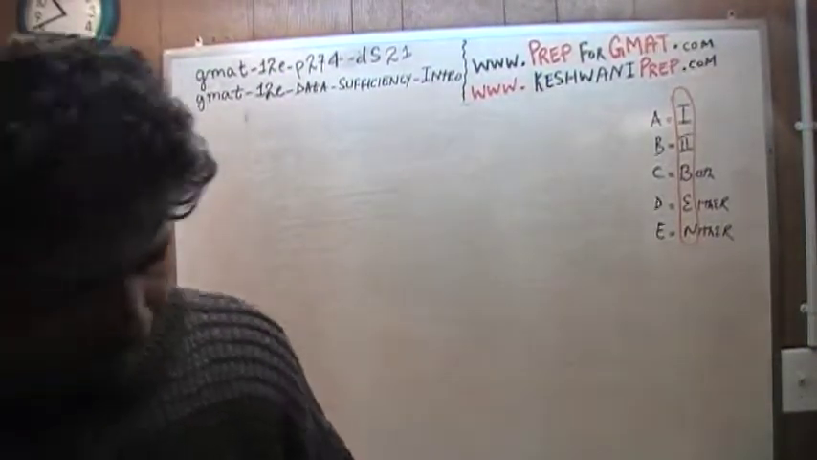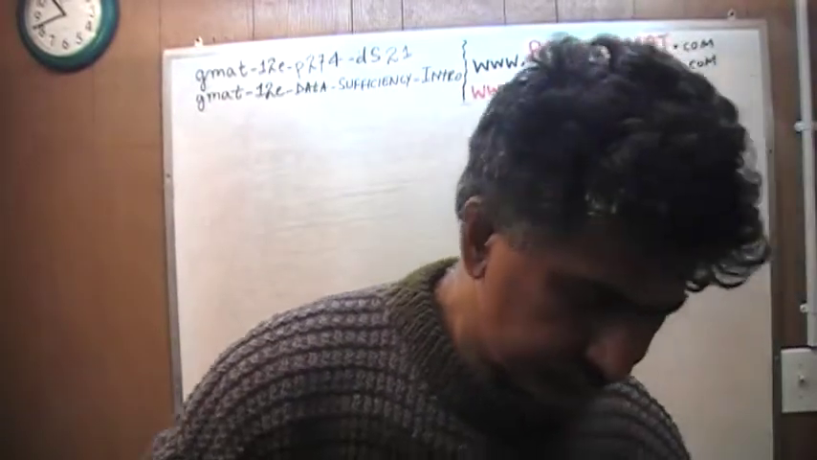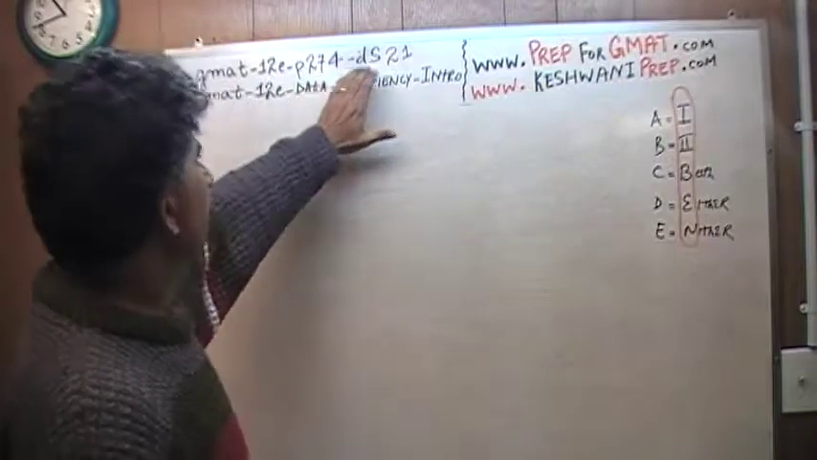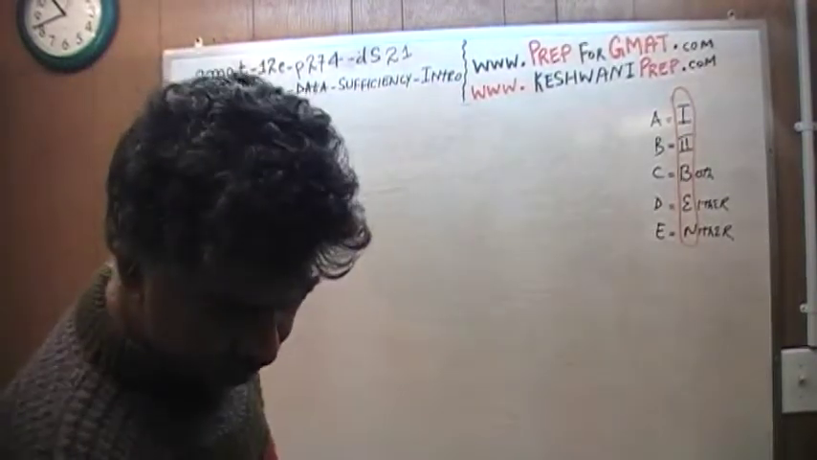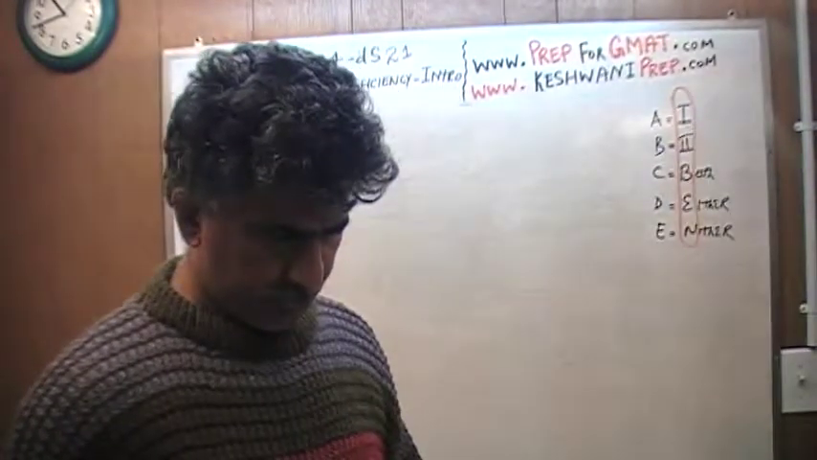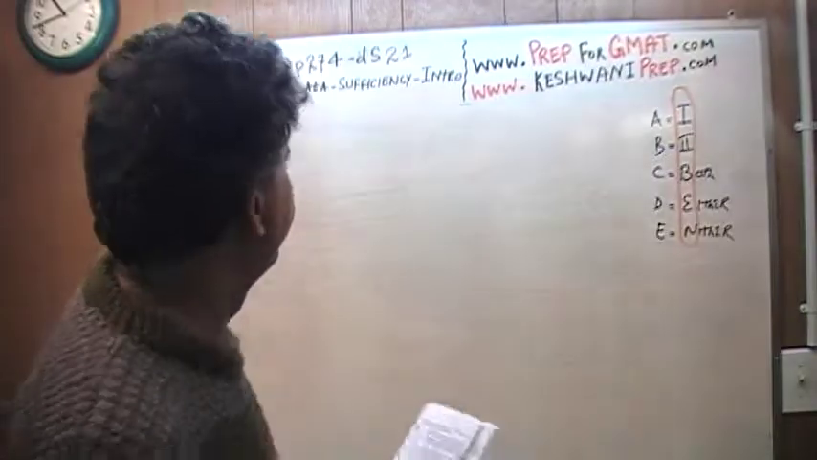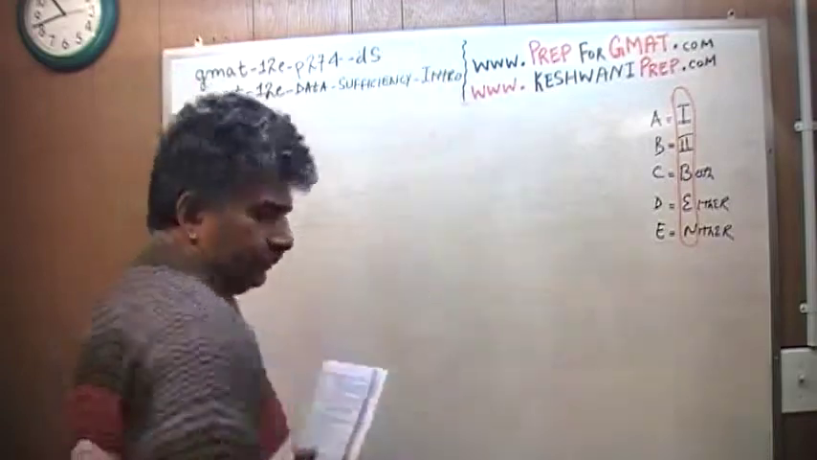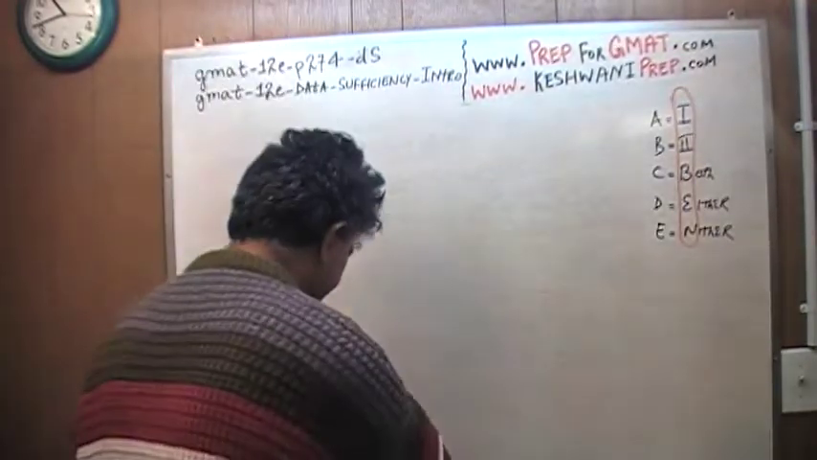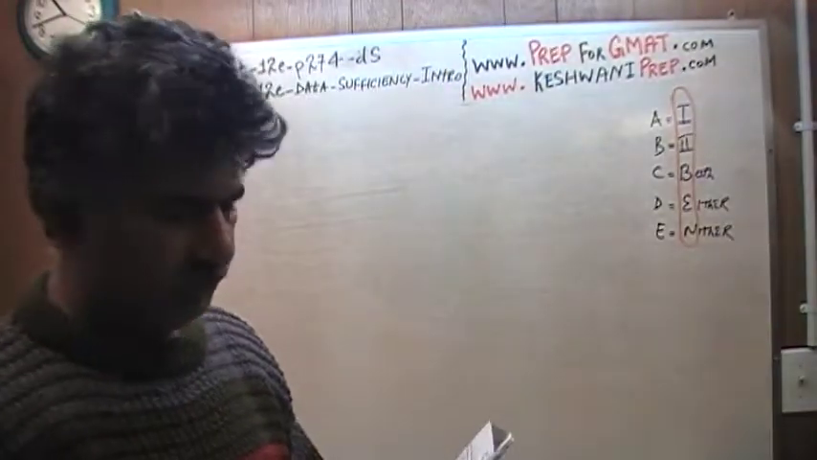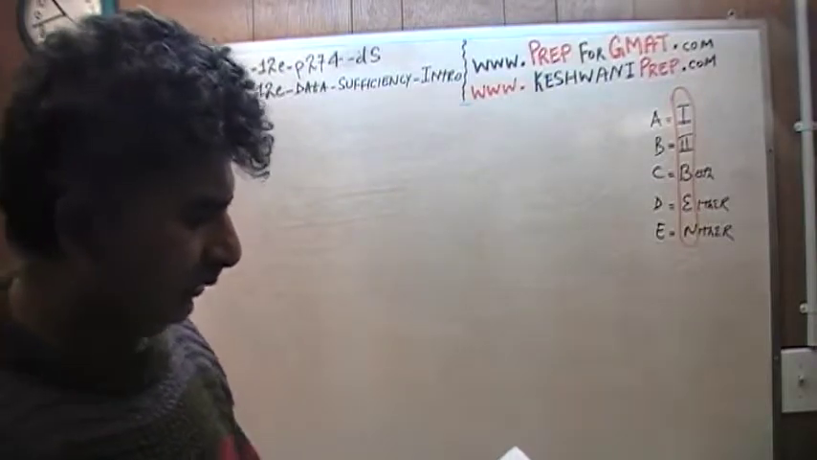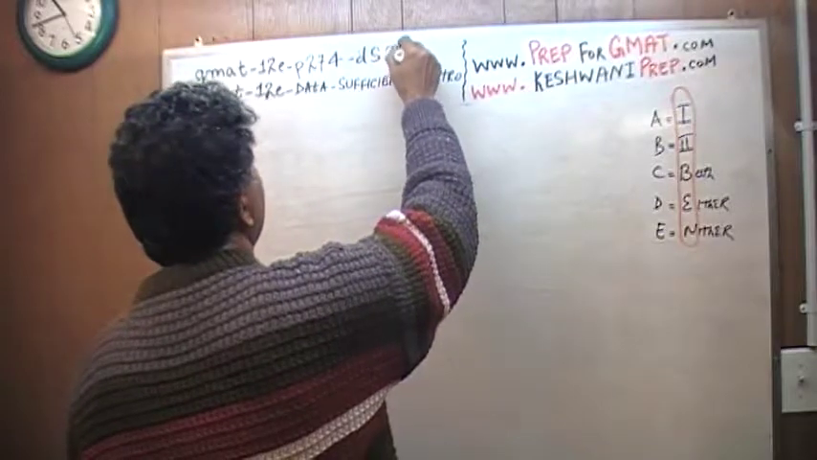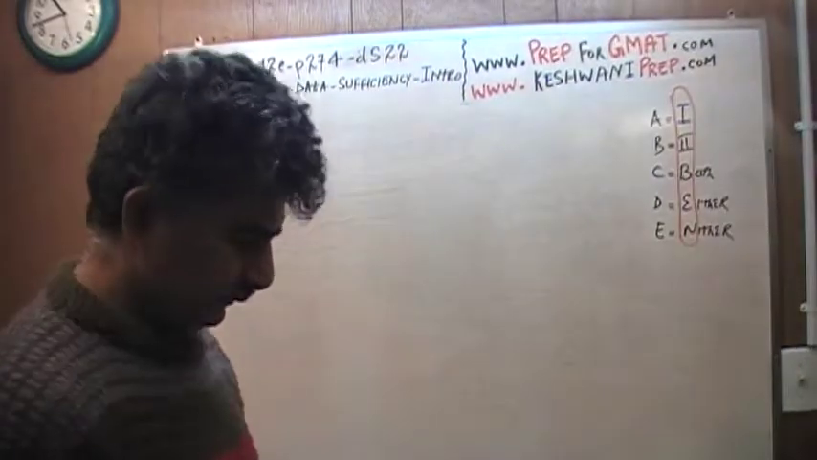Anyway, enough of that. The problem that I'm about to solve is the one that you're going to find on page number 274, data sufficiency question number 22, I believe. The reason I erased the 10 digit also is because I do not like the way that 10 looked. So we're going to rewrite 22. There we go. Let's take a look at it.